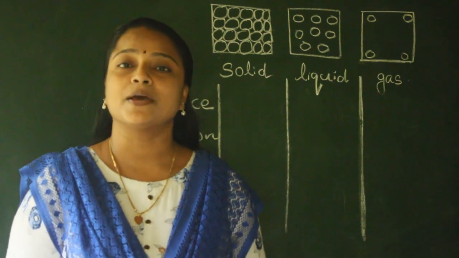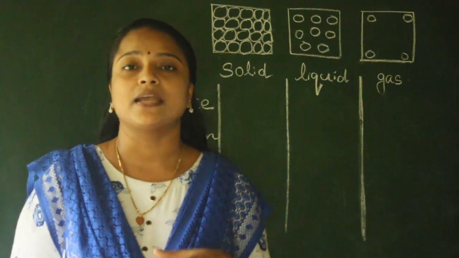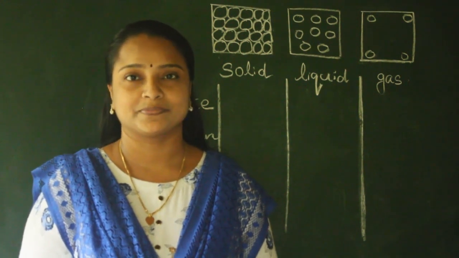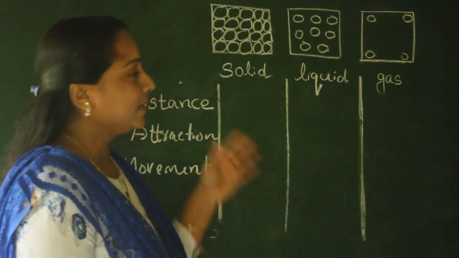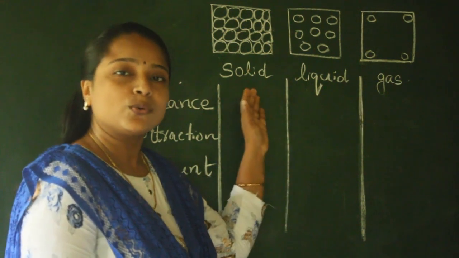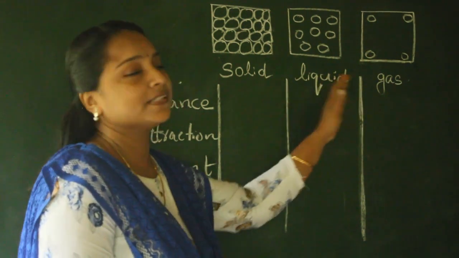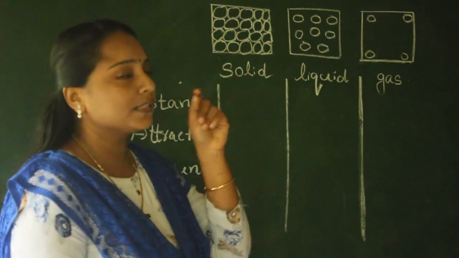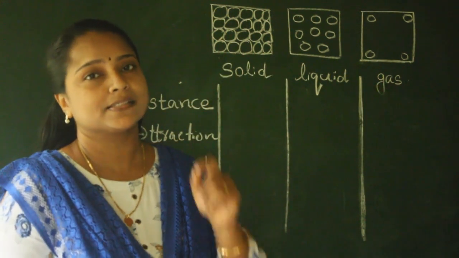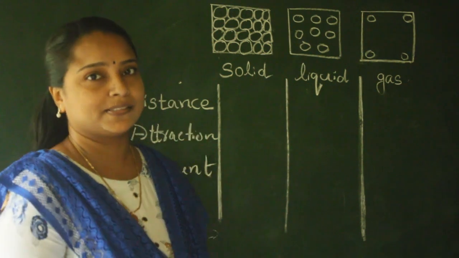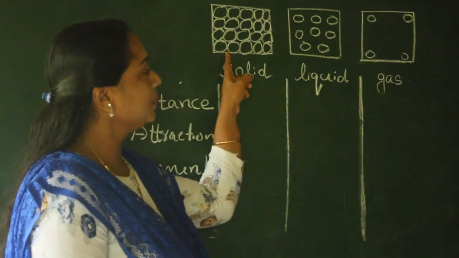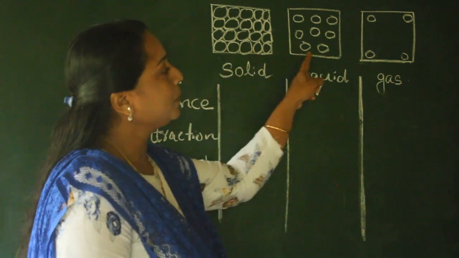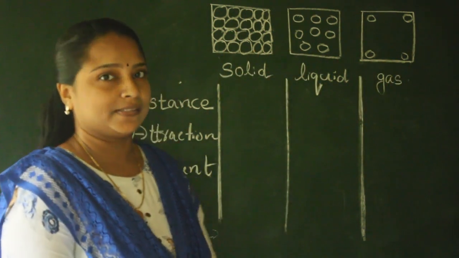From this class we are moving on to how these tiny particles are arranged in the three different states of matter. Okay, look at these pictures. These are the cross sections of three different states, that is solid, liquid and gas. And here this small circle will indicate each tiny particle. Each circle means each tiny particle. So these are the tiny particles in the three different states.